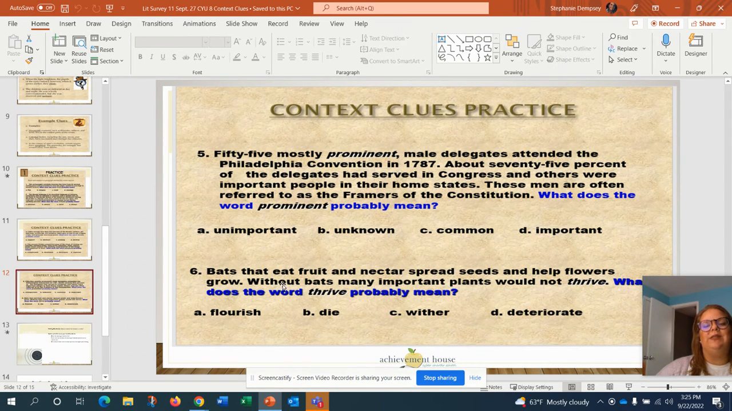And our last one: bats that eat fruit and nectar spread seeds and help flowers grow. Without bats, many important plants would not thrive. What does the word thrive probably mean? Flourish, die, wither, or deteriorate? It's saying that without all of these things, they would not thrive. They're helping the flowers grow. So I would think that it would be flourish.